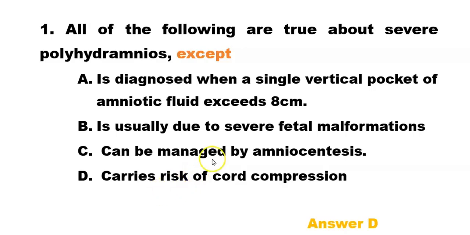If you said D, you have got it, because severe polyhydramnios carries the risk of cord prolapse rather than cord compression. So the answer is D. The risk of cord compression most commonly occurs with oligohydramnios rather than polyhydramnios.